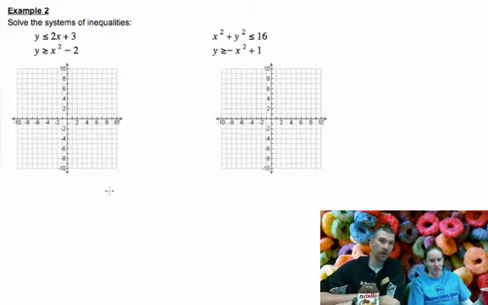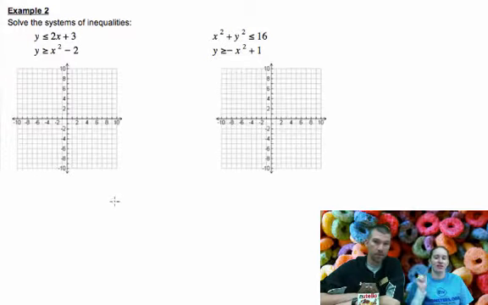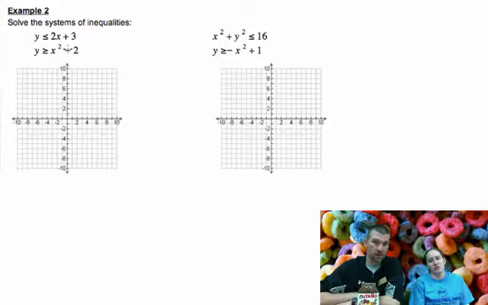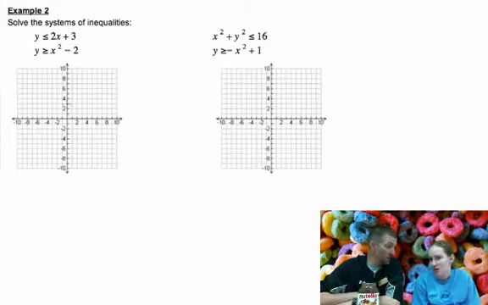All right, so example number two. Okay, so now we're talking about systems, and the key thing on a system is that the answer is really a shaded region. We don't just have an x and a y that gives us an answer, like if they were equalities. We're not looking for something like x is 2, y is 5. No, there's a lot of solutions. Technically, there's an infinite number of solutions.